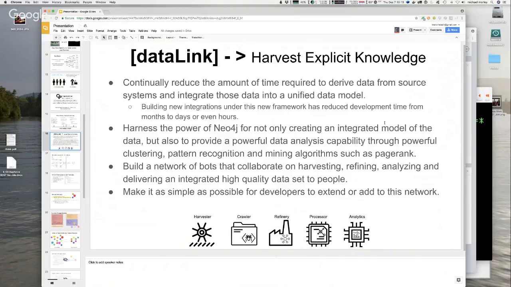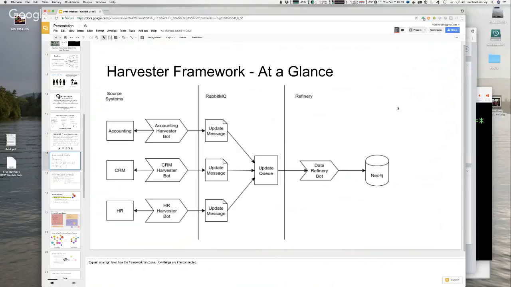Basically, at a glance, this is what it looks like. We have a bunch of source systems over on the left side. So that can be, in this case, an accounting system, a CRM system, an HR system. We build what's called a bot for each one of these. And these bots sit on the network. They're little containerized node applications.